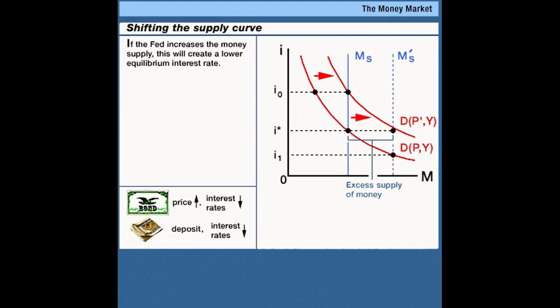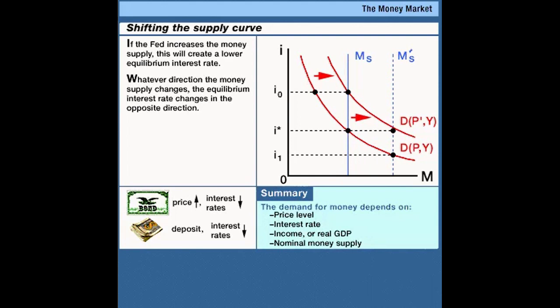Whatever direction the money supply changes, the equilibrium interest rate changes in the opposite direction. So now you can do your own experiments. There are really three variables that can change in the story: the price level, real gross domestic product, and the nominal money supply controlled by the Fed. Anytime one of those variables changes, you'll get a change in the equilibrium interest rate through an interaction of money supply and money demand.